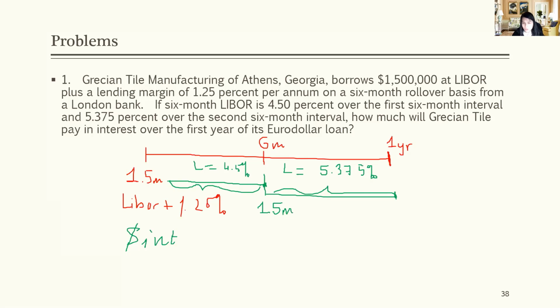So to compute the interest on the first loan, I'm going to take the principal times the interest rate for the first 6 months. Here in the first 6 months, this is how much interest I pay. These are annual rates, so I'm just going to divide by 2.